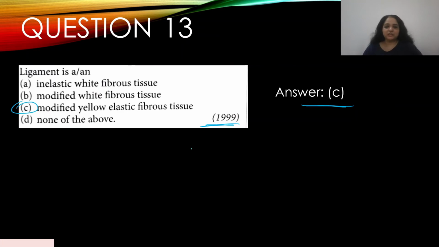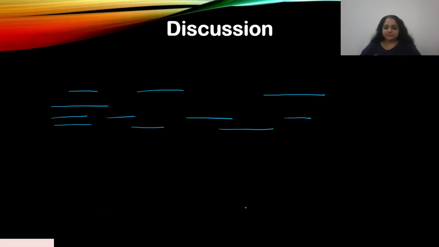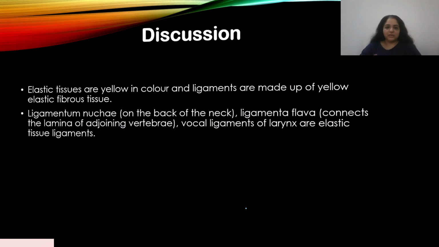That would be the appropriate answer for this. But they're not all white fibrous tissue. There is yellow elastic fibrous tissue also, and they're definitely not inelastic. So that is wrong. So the answer over here is C. Ligament is more of an in between. You find various different types in the body, but yes, they are elastic in nature, and so yellow elastic fibrous tissue. Okay, let's move on then.